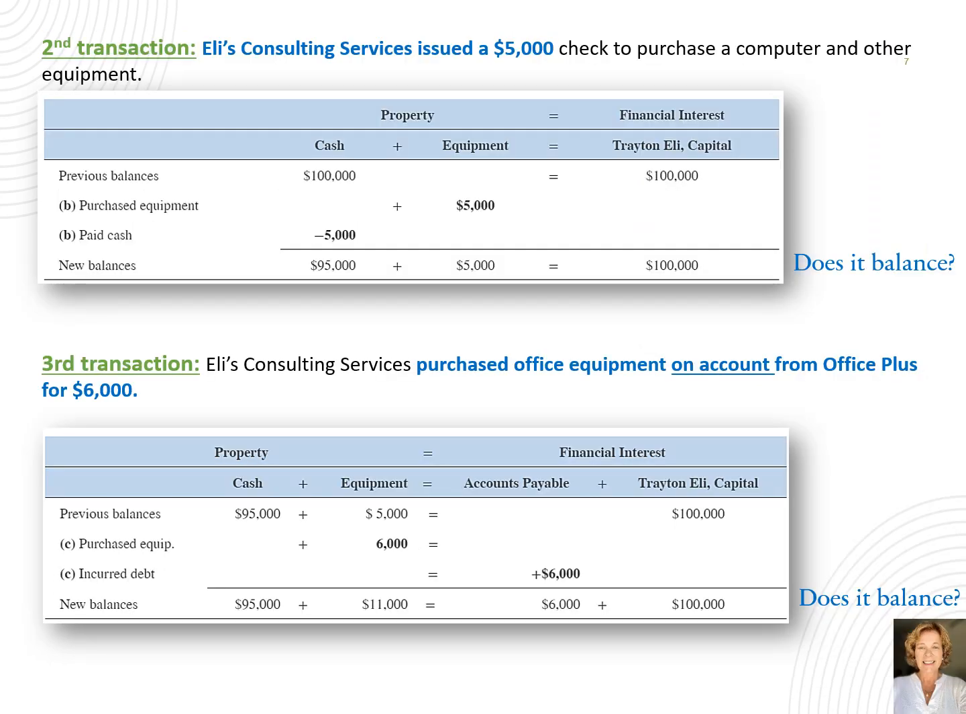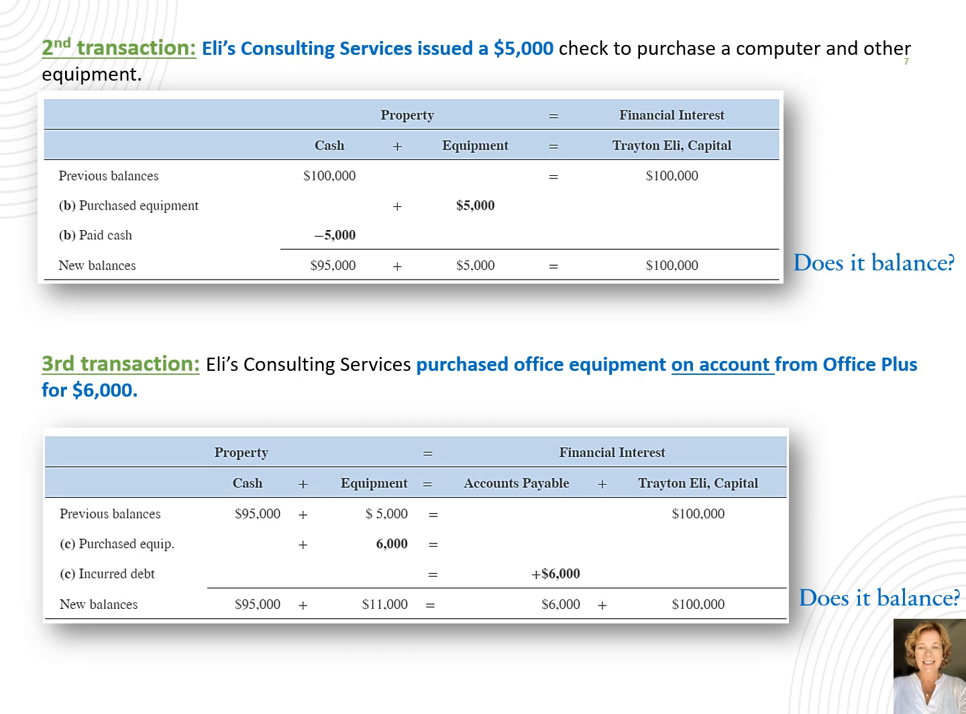In the second business transaction, Eli's Consulting Services issued a $5,000 check to purchase a computer and other equipment. So let's analyze this. The firm purchased new property, equipment, which means that the property increased. The firm also paid out $5,000 in cash, which means that the property decreased. We'll add another category for equipment on the property side and write plus $5,000 in the equipment column and write minus $5,000 in the cash column. Does our equation still balance? Yes, it does.